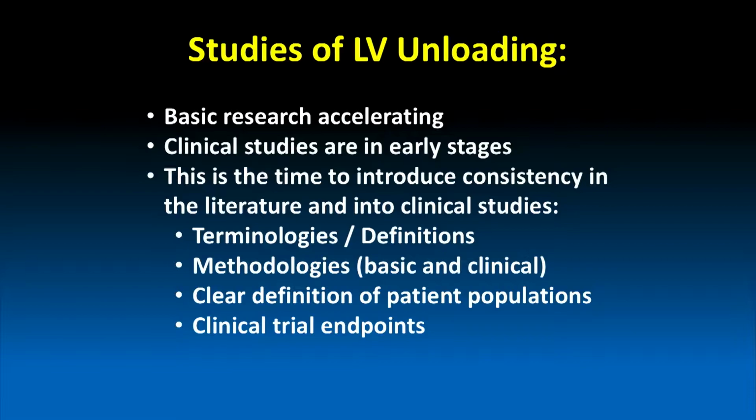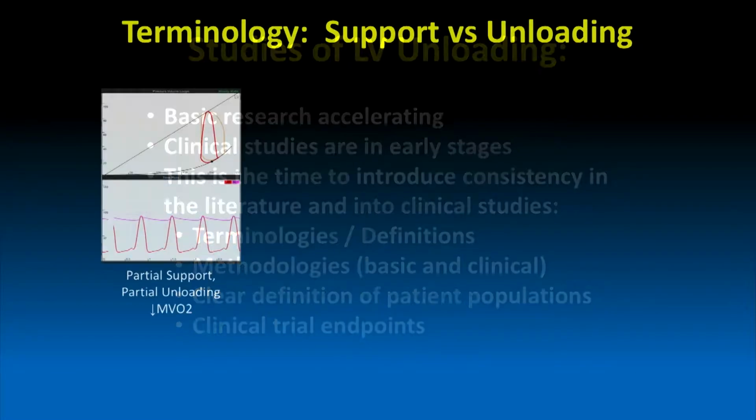This is an area where we have to go back and be very cautious about what we're measuring, and make sure that the conclusions we're drawing are based on sound methodology. On the clinical side, it's time to establish clear definitions of the patient populations. We've seen confusion in the cardiogenic shock, mechanical circulatory support literature, comparing papers that are enrolling different patient populations. We also need to think clearly about clinical trial endpoints so that we're all moving towards the same conclusions.